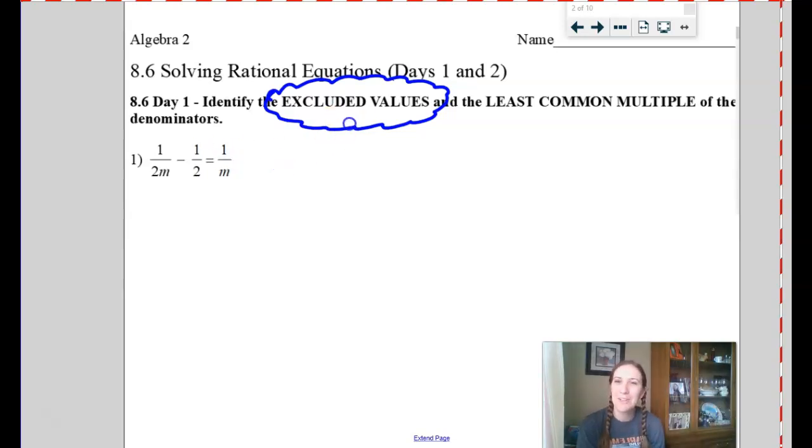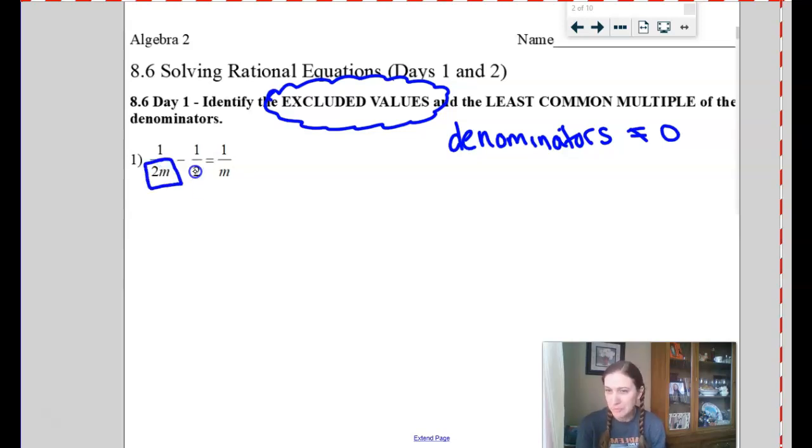Our excluded value would mean that our denominators cannot be 0 because we know we can't divide by 0. So that's what I'm going to write down as my notes. I just got to make sure that my denominators, I should say, cannot be 0. So let's take a look at all of our denominators we're working with here. We've got a 2m, which is algebra. We've got a 2, which is never going to be a 0. And then we have an m, which is algebra. So 2m cannot be 0, and m cannot be 0.